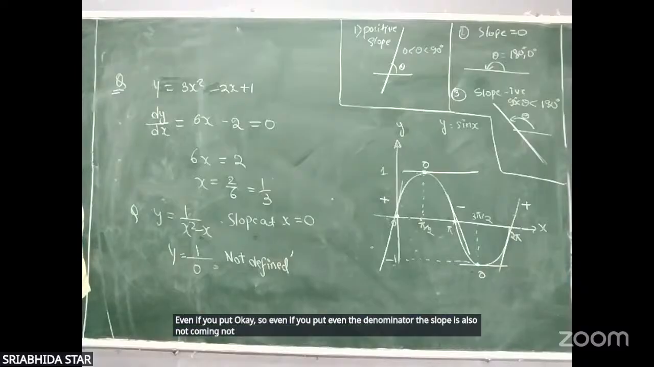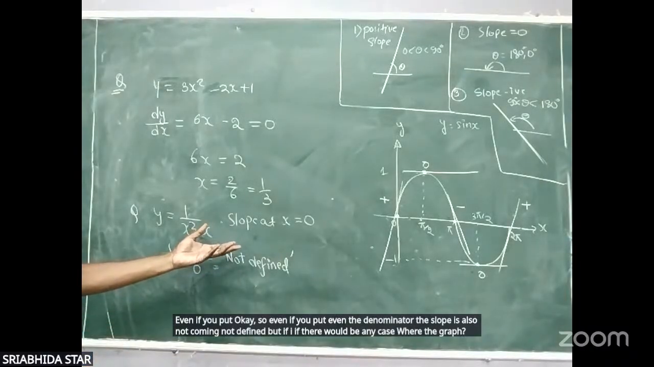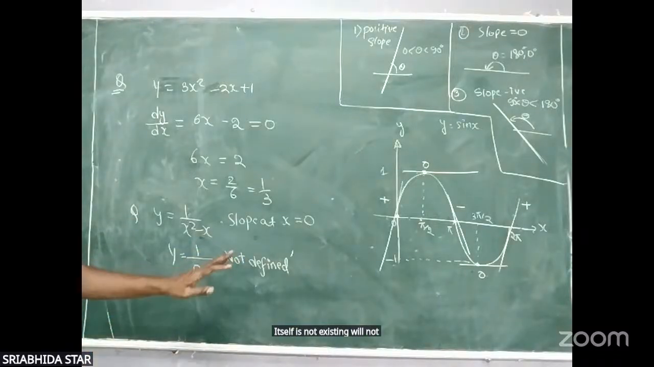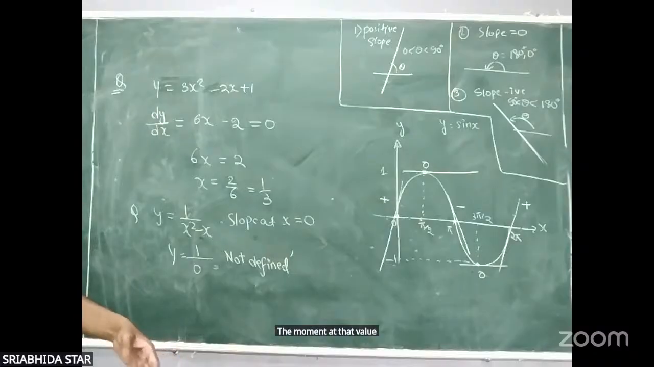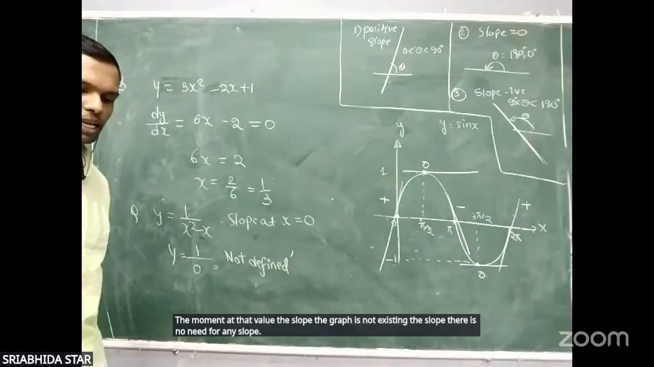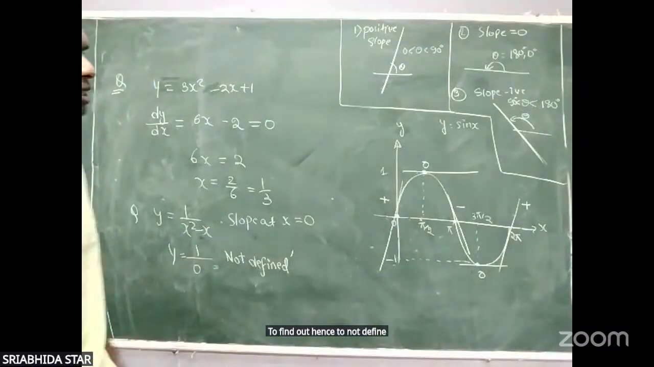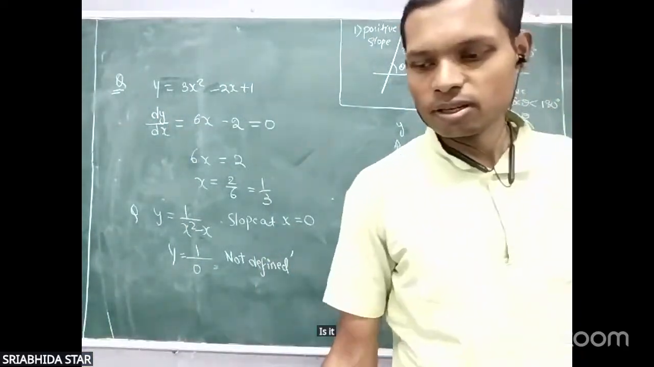But if there is any case where the graph itself is not existing, we will not solve it further. The moment at that value the graph is not existing, there is no need to find any slope. Hence, we had to do only this much, not defined. No need to even differentiate. Is it okay? Yes, sir.